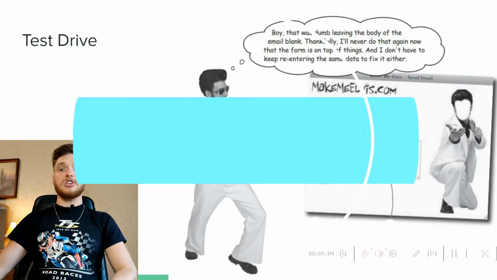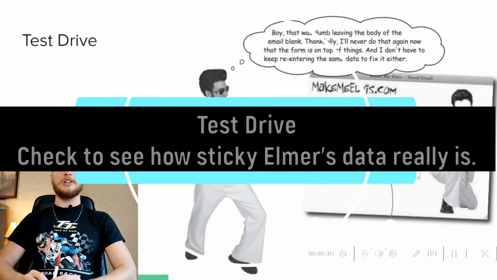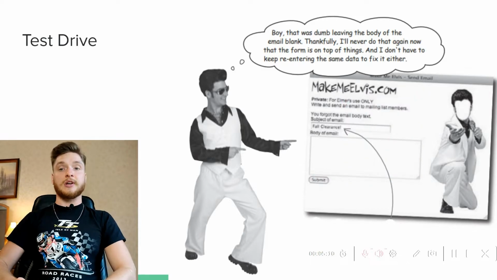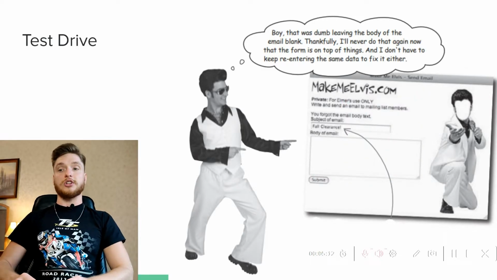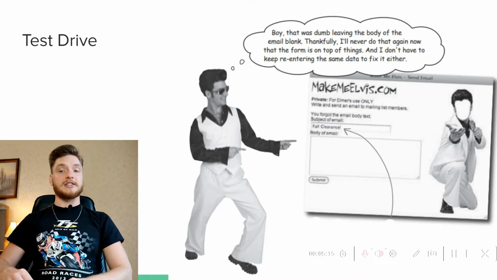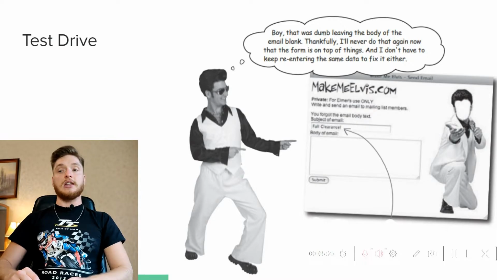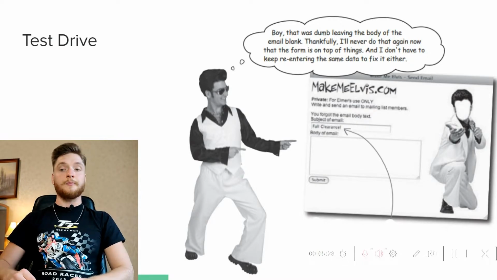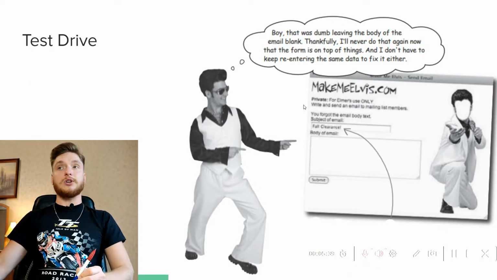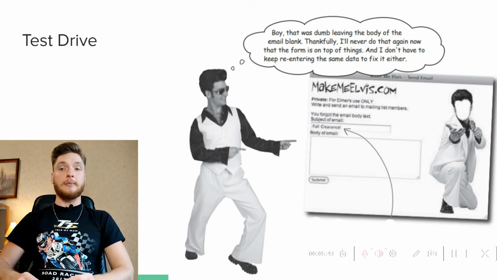Test drive. Check to see how sticky Elmer's data really is. Change the code in sendemail.php to check $_POST for the form submission, as well as adding echo code to the form so that its fields are sticky. Upload the new version of the script to your web server and open the script in a web browser. Experiment with different form field values, including leaving one or both fields empty and submitting a few times. Boy, that was dumb, leaving the body of the email blank.